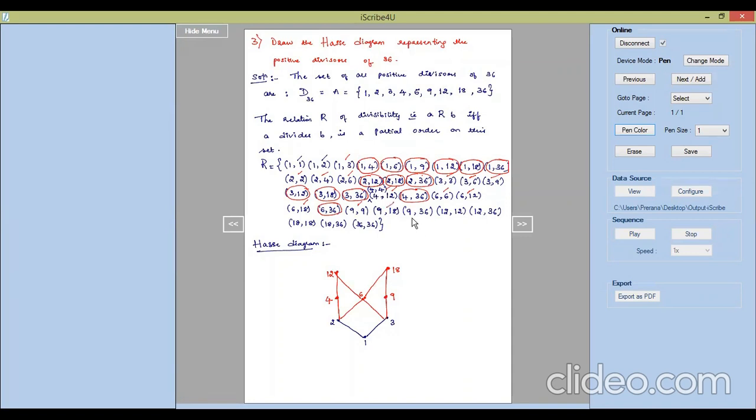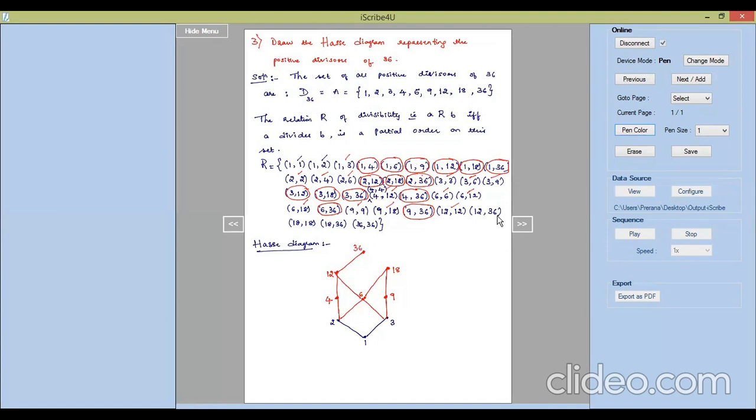9, 36 I need not show explicitly because 9 to 18, 18 to 36 gives us this. So 9, 36 is not shown explicitly. 12, 12 is a loop. We need not show it separately. 12, 36. 12 to 36 we have to join an edge. So 12 to 36 I will take and draw an edge.